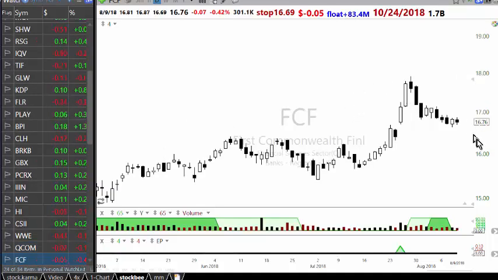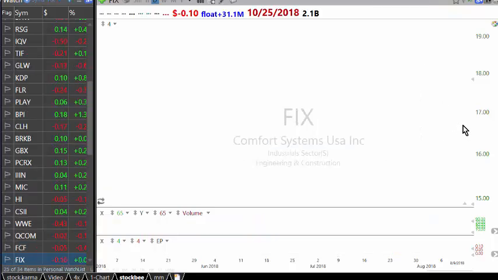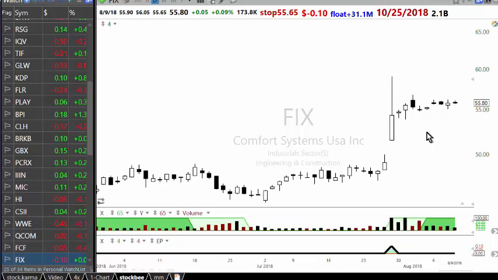FCF, I think this looks like a reversal to me. I wouldn't take a setup like this, but a lot of people are trading anticipation as more a pullback kind of setup. So if you are trading it as a pullback setup, maybe. I don't really trade those kind of setups.